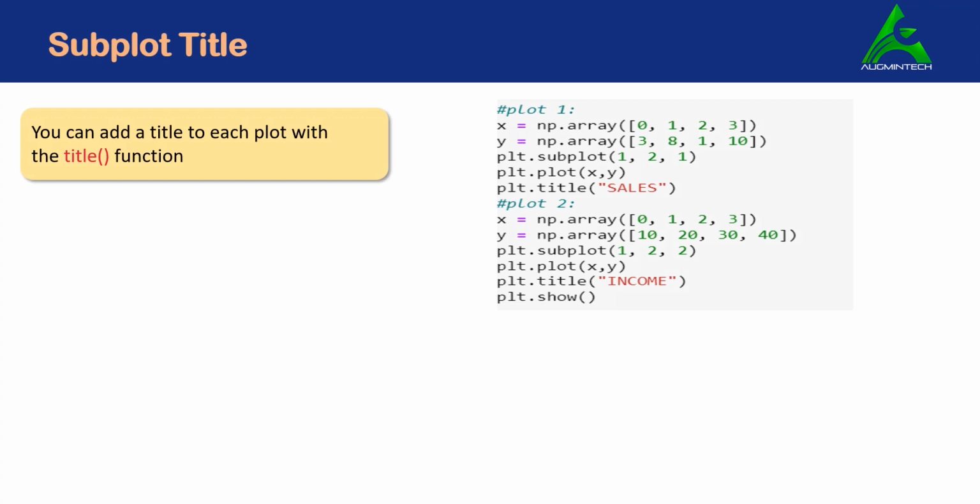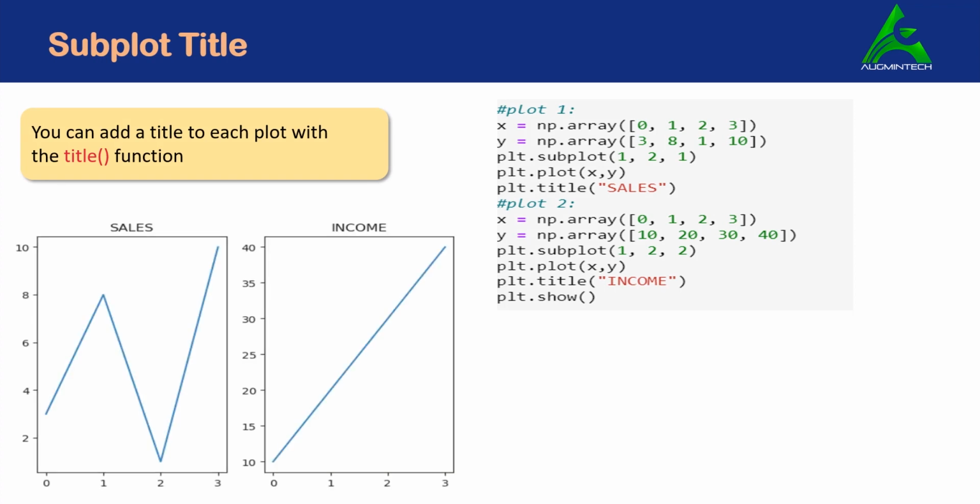Let's say plot 1 has the title sales. And then for plot 2, again, we have x and y arrays, subplot, 1 row, 2 columns, and plot number 2. And then we can specify some title like income for the second subplot. And there we go, this is how the output looks. So here you see this is 1 row and 2 columns. This is plot 1 and this is plot 2.